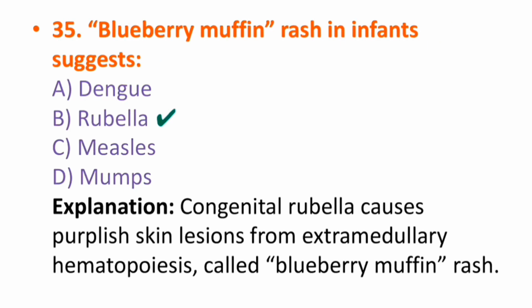Blueberry muffin rash in an infant suggests option A dengue, option B rubella, option C measles, option D mumps. The correct answer is option B rubella. Congenital rubella causes purplish skin lesions from extramedullary hematopoiesis, called blueberry muffin rash.